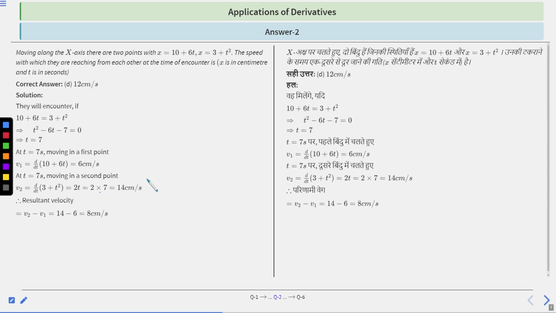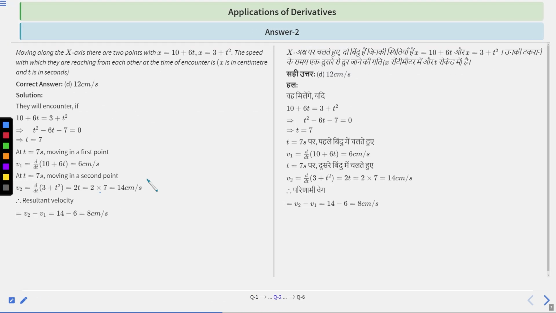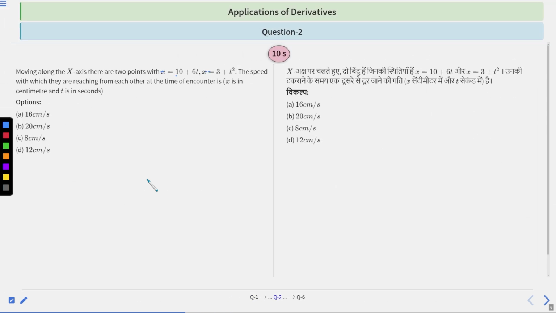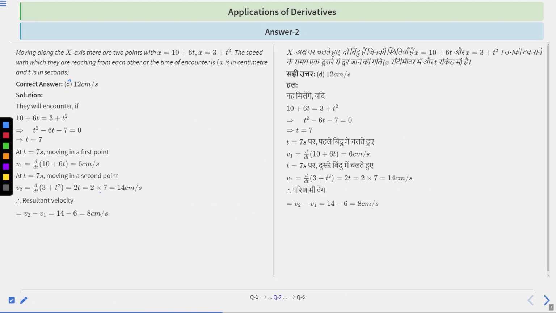So I think option C is the right choice, 8 centimeter per second. Clear? Got it? Okay, let's move to the next question.